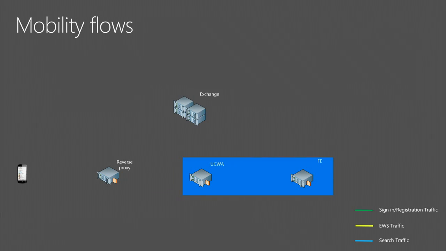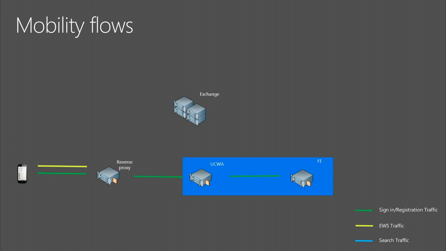And then we have Exchange in the environment. The green would be all the registration traffic. So the user will start signing in. It will do the Lync discover records. It will find the reverse proxy, because that's usually what is published in the public DNS. That will go through UCIVA, and then it will register to the front end. As for the EWS traffic, as soon as you are signed in, if you want to look at your meetings or your voicemail, that traffic is all EWS traffic. It's the Exchange Web Services traffic.